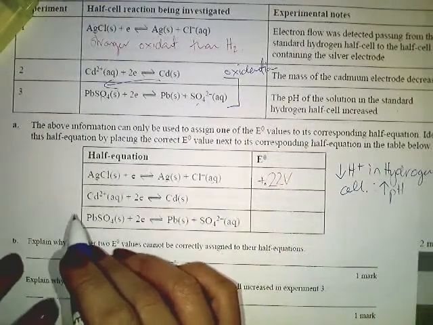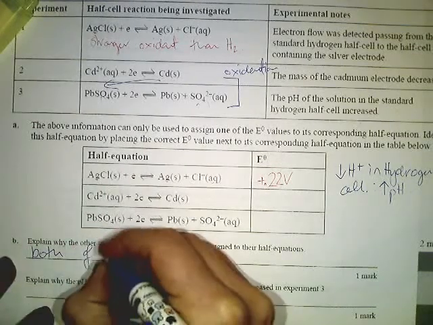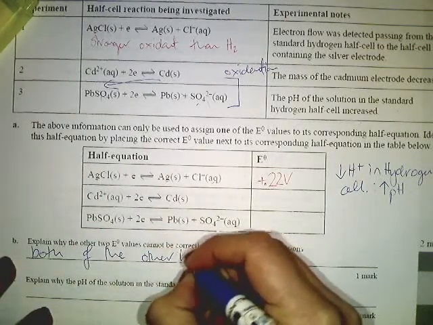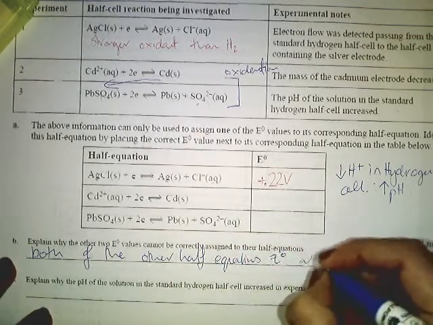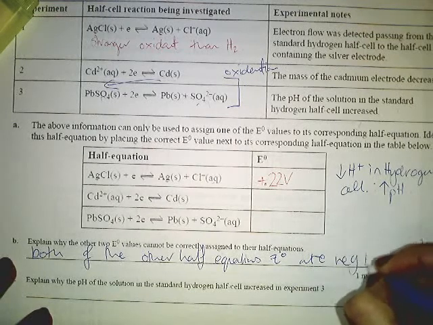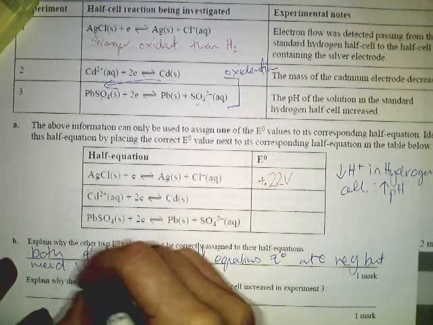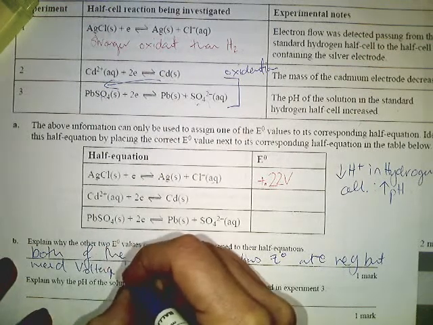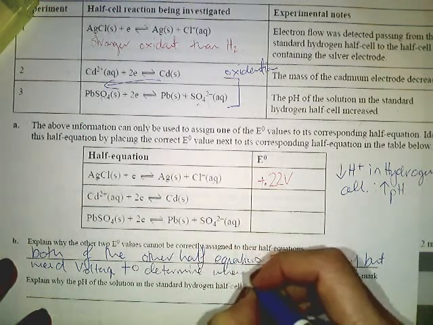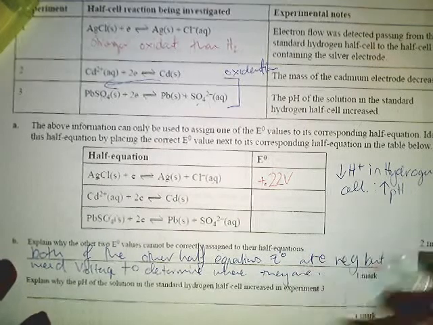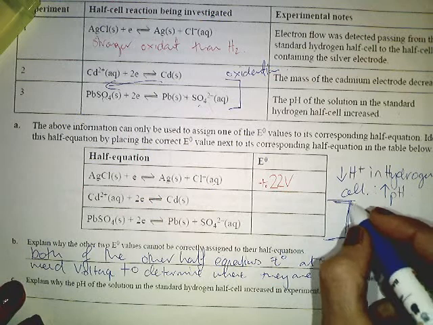under B is, so both of the other half equations, E0 are negative, but need voltage to determine where they sit. So to determine the gap between them, you'd actually need to determine the voltage.